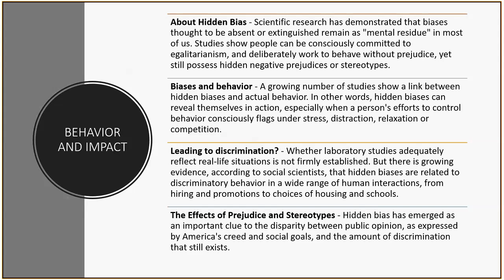So the effects of prejudice and stereotypes: these biases have emerged as an important clue to the disparity between public opinion as expressed by America's creed and social goals, and the amount of discrimination that still exists. So when we start to see some of the health disparities within our systems, an overrepresentation of certain youth in the systems compared to their demographic representation overall in communities, that can be an example of some of the larger leading discriminatory practices and prejudice and stereotypes that are emerging because of hidden bias.